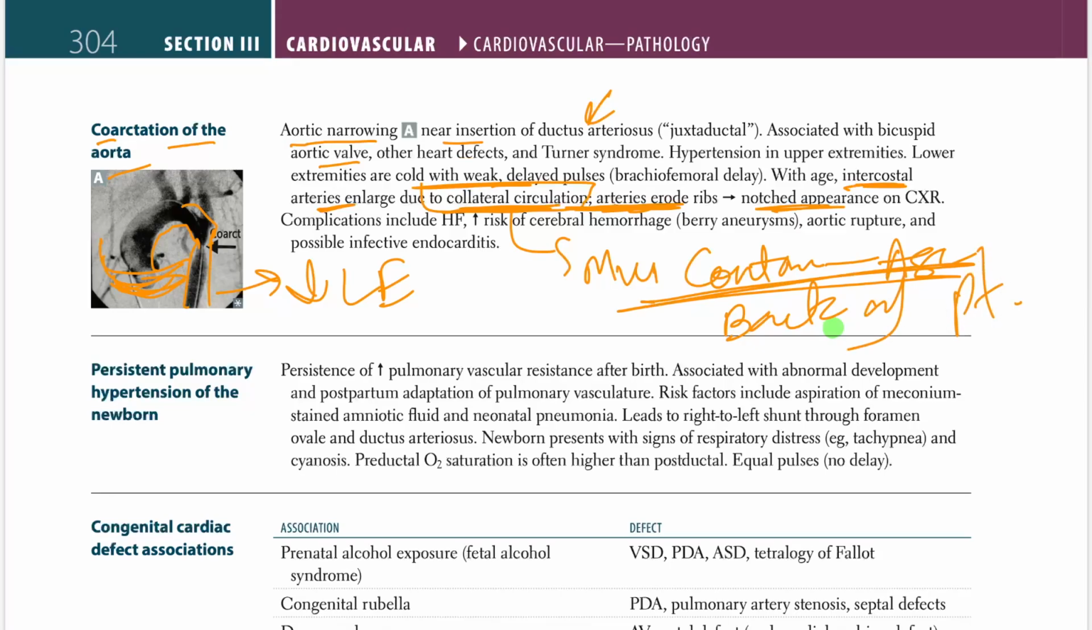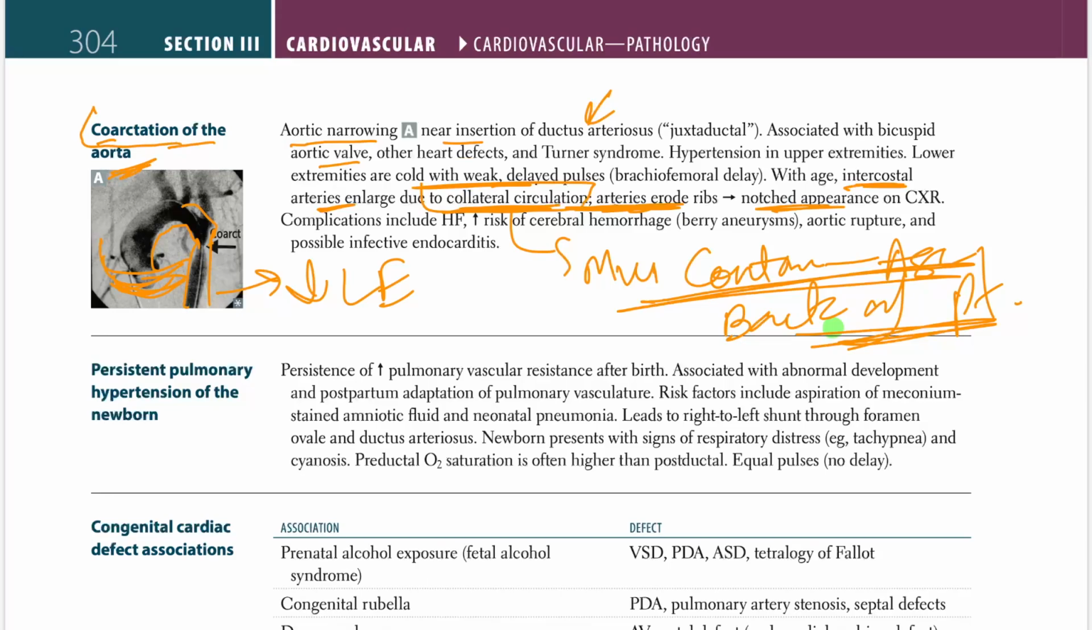While if you recall, the PDA had a continuous murmur, but you would hear it at the location of the PDA. I think it was infraclavicular, as far as I can recall. But this one is just straight to the back. So again, high yield point, continuous murmur, but you can hear it on the back. You're looking at coarctation of aorta.